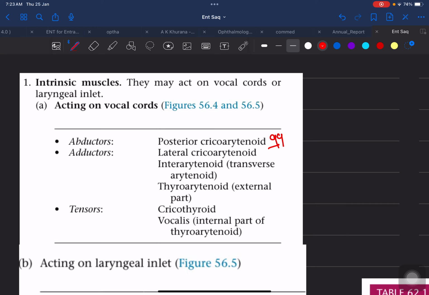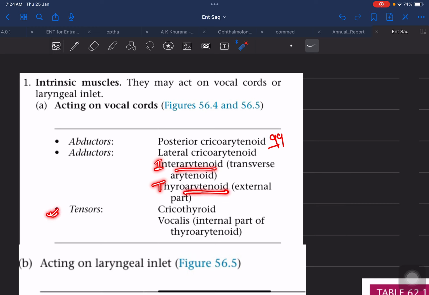Now talking about the adductors of the vocal cord. The posterior cricoarytenoid we kept in the abductor. Similarly, the lateral cricoarytenoid is an adductor. Two arytenoid muscles, the interarytenoid and the thyroarytenoid, are also adductors.